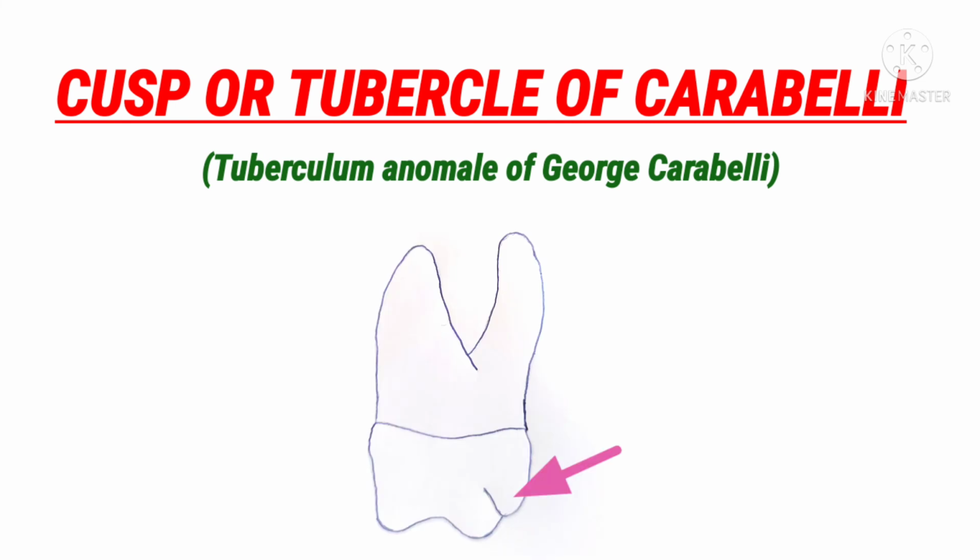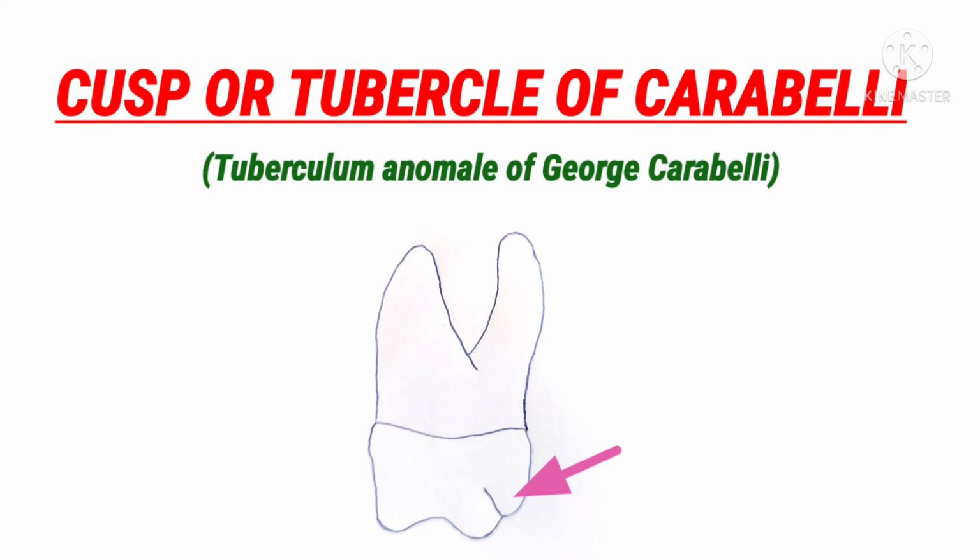Carabelli's tubercle or cusp of Carabelli is a small additional cusp on the mesiopalatal line angle of maxillary first molar. It may be unilateral or bilateral with a marked deviation in size. And it was first described in 1842 by a Hungarian dentist, George Carabelli. It is most common in Europeans and it is a heritable feature.